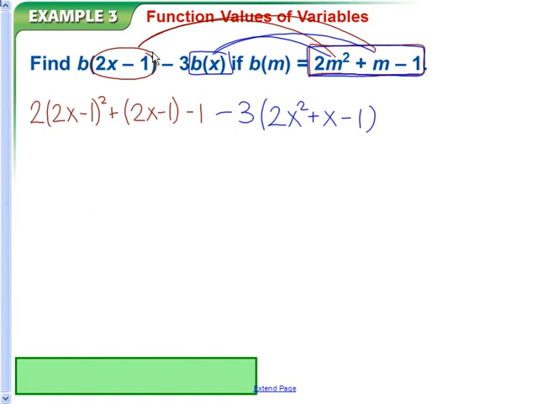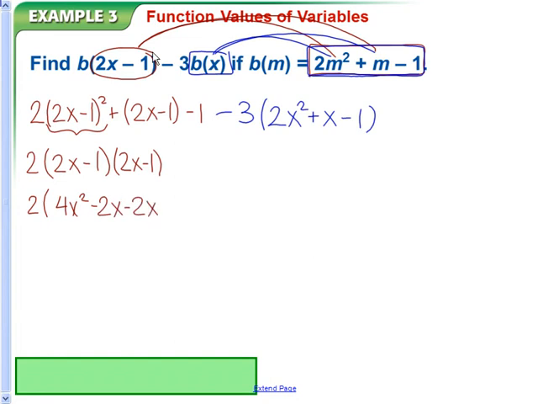Okay, so this is where our algebra skills are going to come into play here. This piece right here, I'm going to have to write that out as 2 parentheses 2x minus 1, 2x minus 1. And I'm going to kind of just work this one down first. And so I will FOIL, but I'll keep that 2 in front. First 2 is 4x squared, outside is minus 2x, inside minus 2x. Last 2 is plus 2. And I'll combine these two terms together to 4x squared minus 4x plus 2.